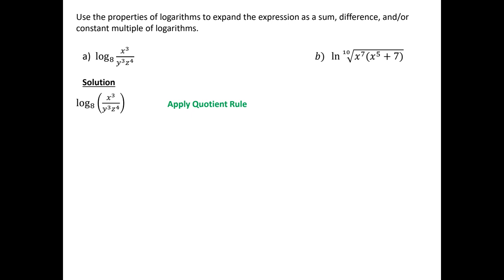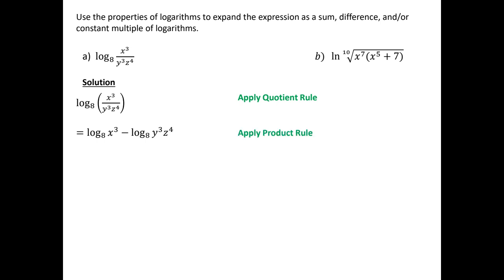I have a log of base 8, and my input here is a division. So since I have two things that are being divided with each other, I'm going to apply my quotient rule. It's going to separate into two logs. The log of base 8 of the numerator, which is x cubed, minus the log of base 8 of the denominator, which is y cubed z to the fourth. All right, now I see that both of these two logs have power rules that I can apply.